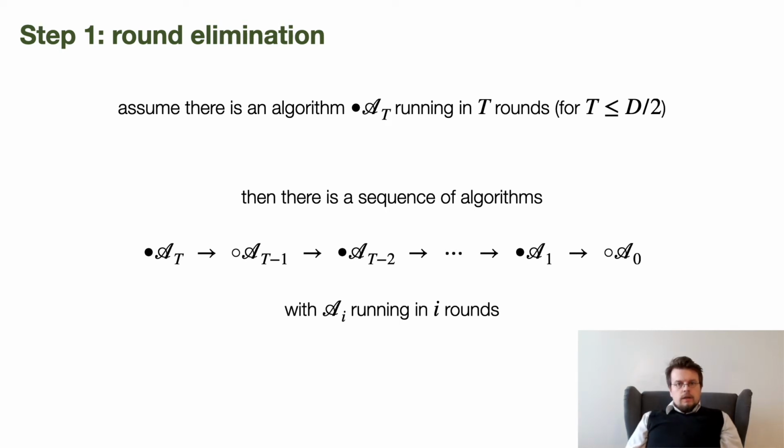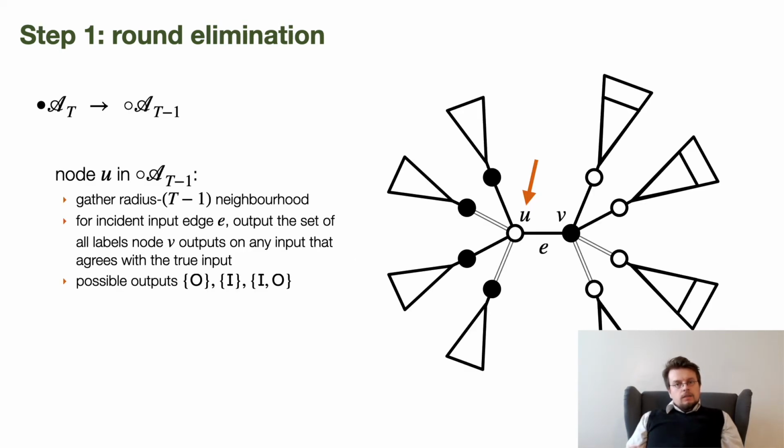Okay, so let's look at this round elimination in detail. So our assumption is that there is a black algorithm A_t that runs in t rounds and solves Sinkless orientation. And we want to prove that this implies that there is a white algorithm A_{t-1} that runs in t-1 rounds and also solves Sinkless orientation. So how do we define this algorithm A_{t-1}? So let's look at a single white node U and one input edge incident to U, with the other endpoint being V.